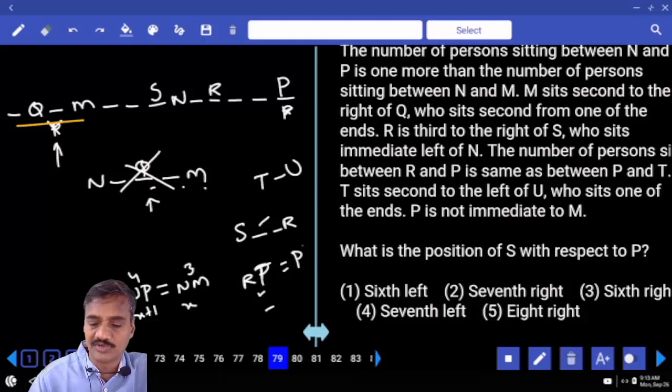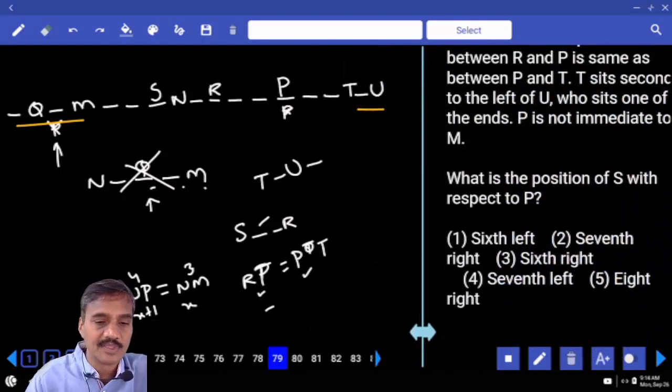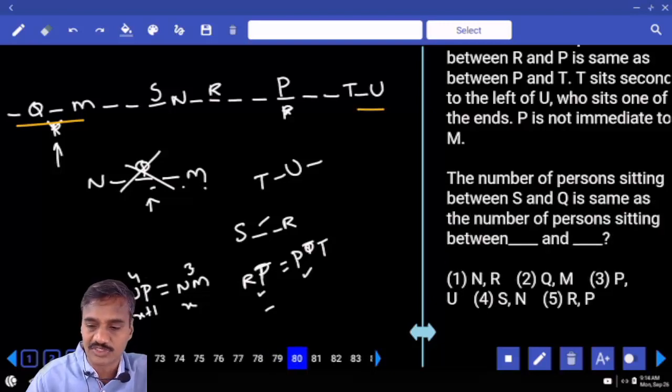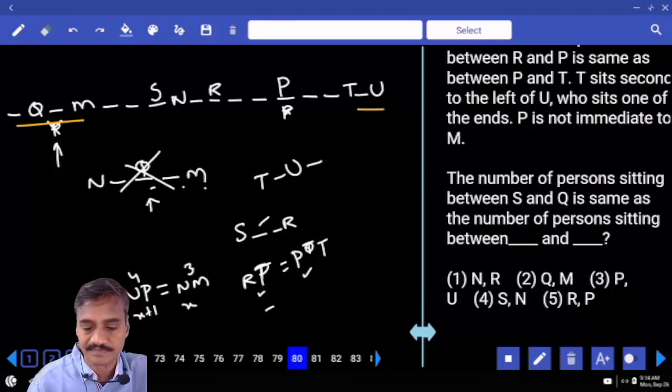And what is the position of S with respect to P అన్నాం? మా S with respect to P చెప్తారా? S 1, 2, 3, 4, 5, 6 from the to the left. And 6 left, choice 1, question 79. Number of persons between S and Q. How many are there? 4. Number of persons between S and Q is 4 and is same as the number of persons sitting between whom? N and R there is 1, Q and M there is 1, P and U there are 4 persons. Hence what is your answer? Choice 3, question number 80.